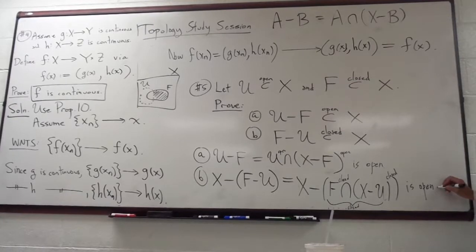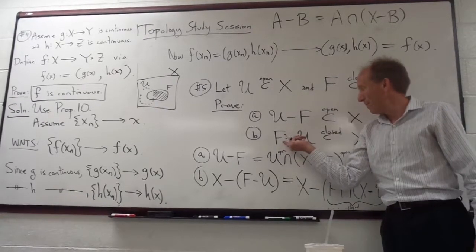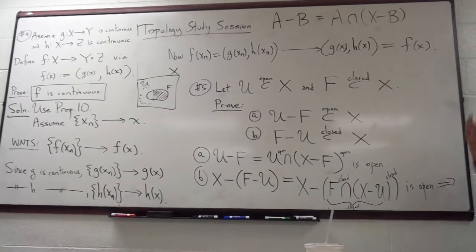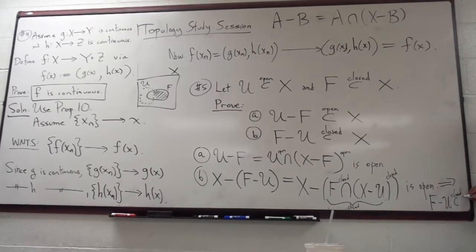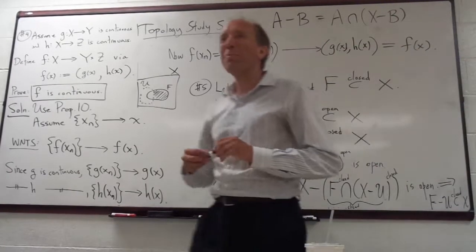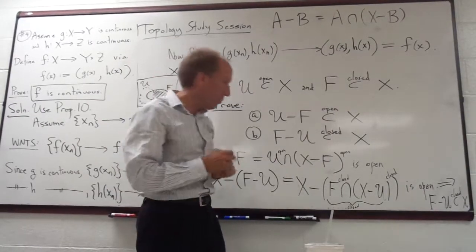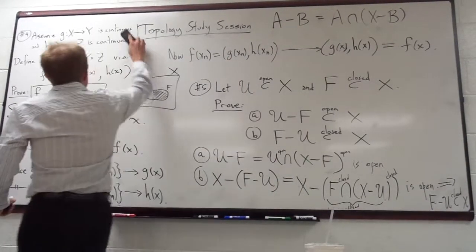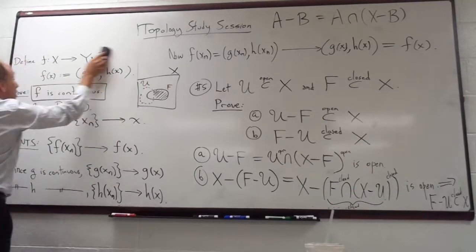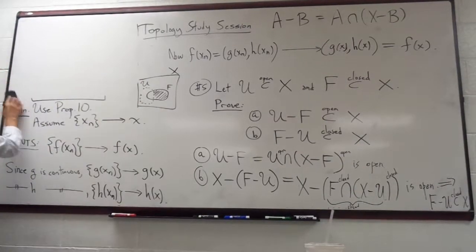And that means that, in other words, the complement of the set that we want to be closed is open, so therefore F minus U is closed in X. Okay? It's really just playing with complements a little bit. This formula at the top is good to remember. We use that quite often. So I just wanted to remind people about closed sets.